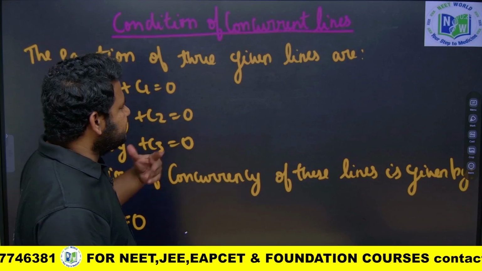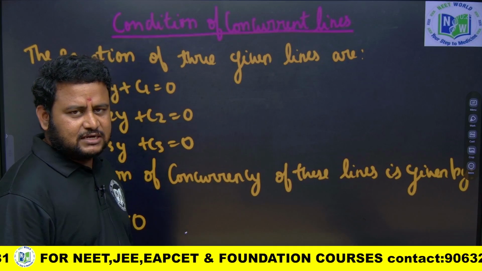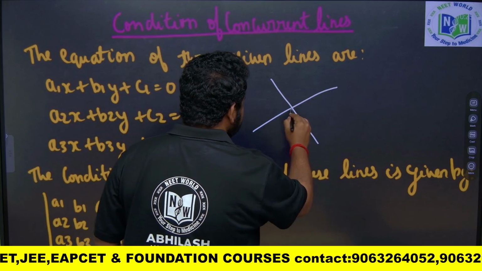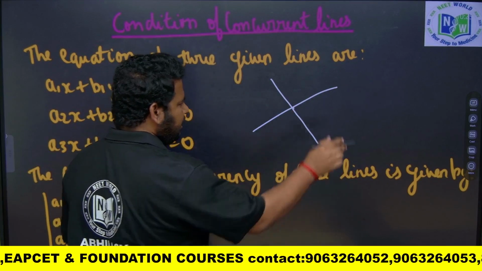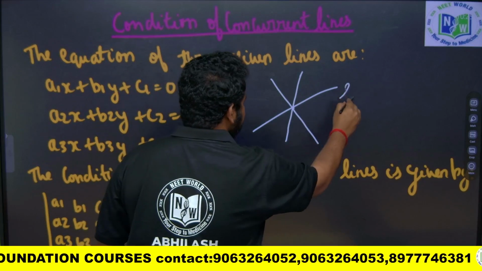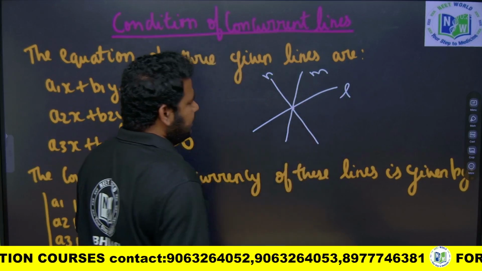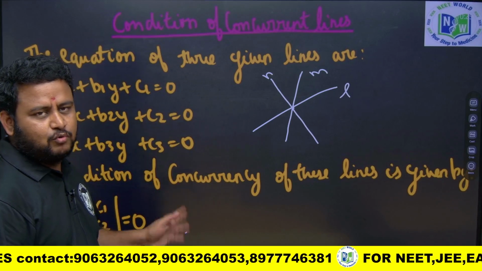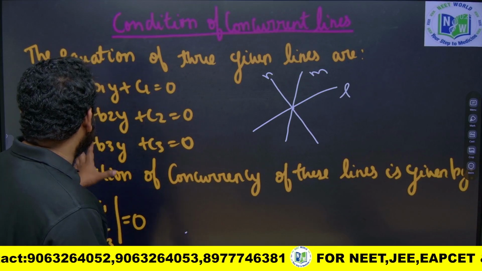So when we say two or more lines are concurrent, they pass through the same point. Suppose this is a line, another line, and these two lines are intersecting. If another line passes through this point, we call these three lines L, M, N concurrent lines. L, M, N are concurrent if they all pass through the same point. It may be two or more lines. Got it? So this is the condition for concurrency.